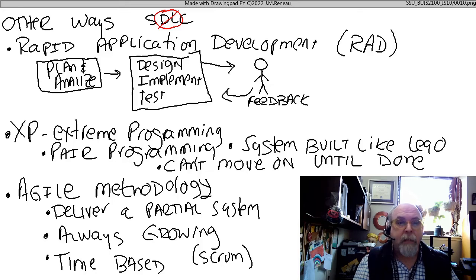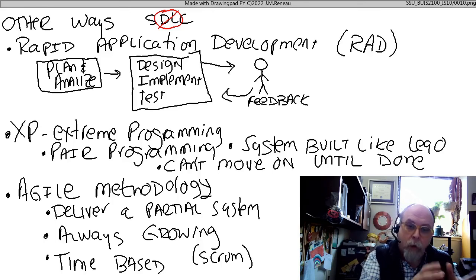Extreme programming is another non-SDLC way where programmers are often paired in groups or paired in pairs, and the system is built like Lego. We take a piece, we add it to it, we push that out, we get the users happy with it, we build another piece, we push it out, we get the users happy with it. It's kind of like rapid application development, but instead of getting feedback from the users, we know what we need to do. We've got a piece, we do it, we got another piece, we push it out, we got another piece, we push it out.